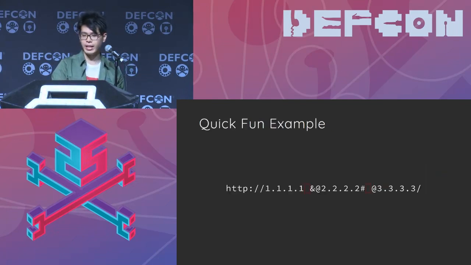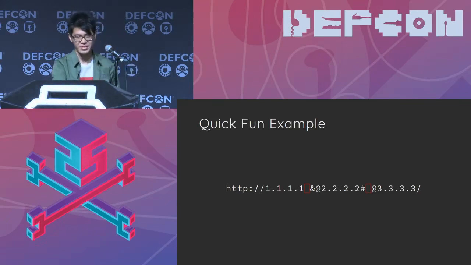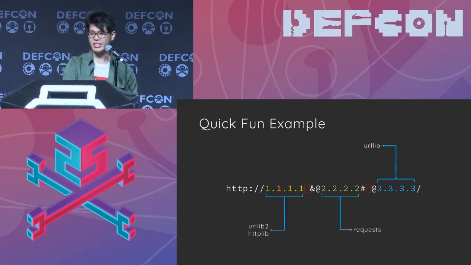Let's start with a fun example. Think about this URL. The red square is the space. So, which address is Python going to access? I gave you 5 seconds to put an answer in your mind. 1, 2, 3, 4, 5. Okay, here's the answer.